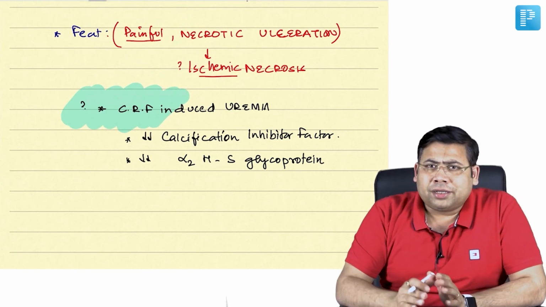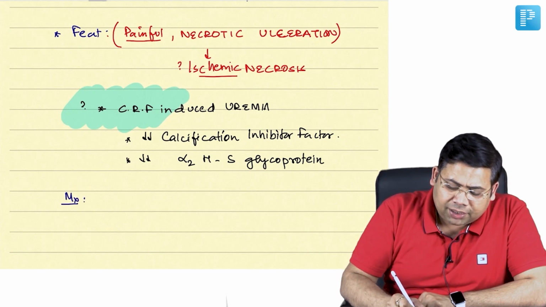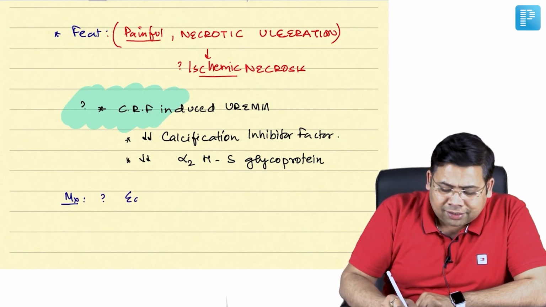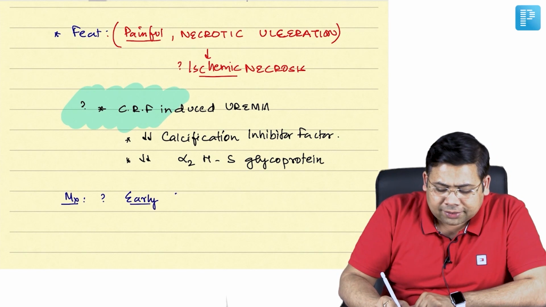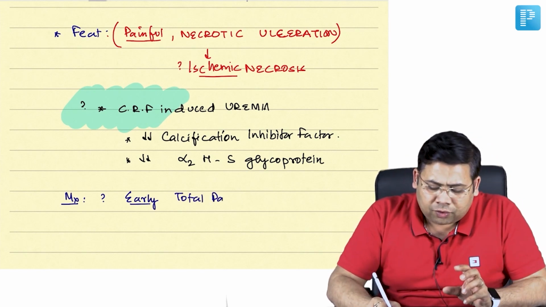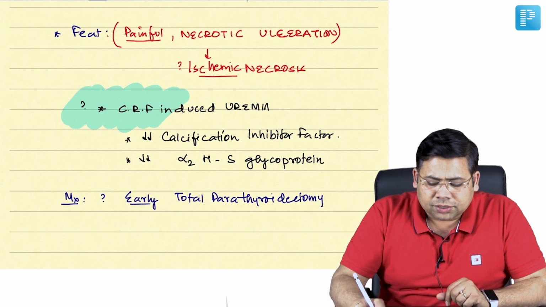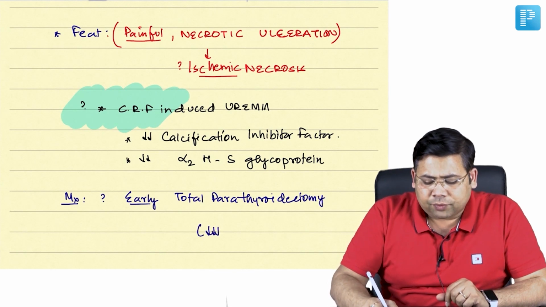Mortality is very high, and what is the management? The management is early total parathyroidectomy, so that you control this scenario which is going on. It has been seen that early parathyroidectomy reduces the incidence of amputations.